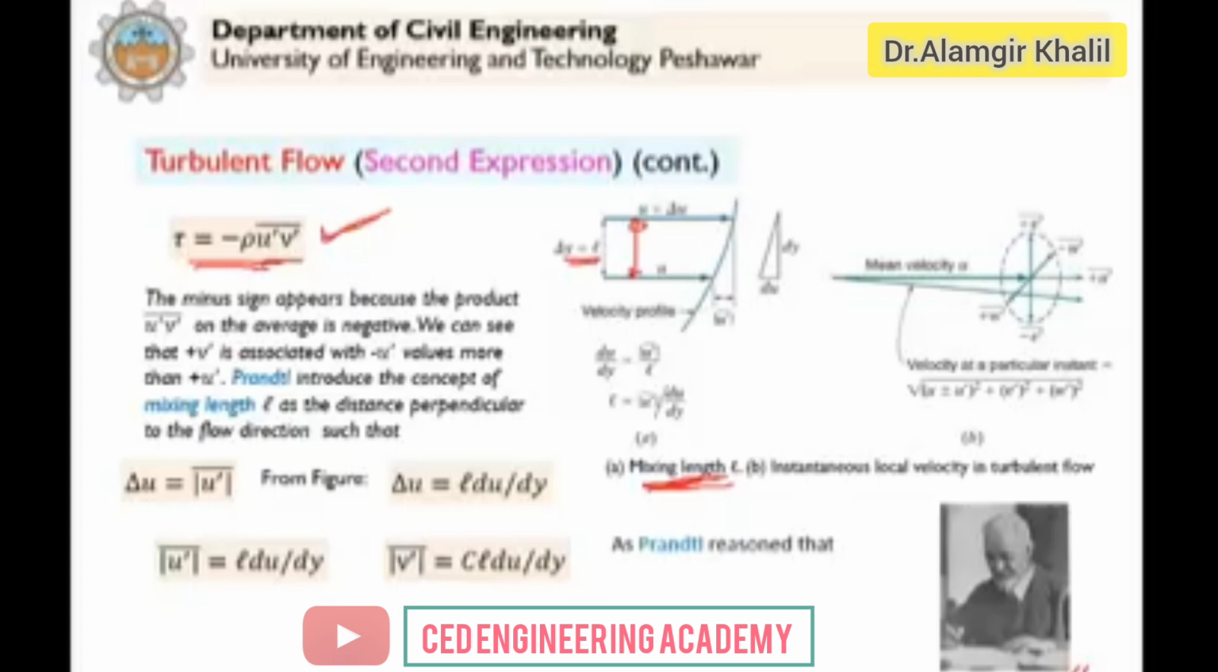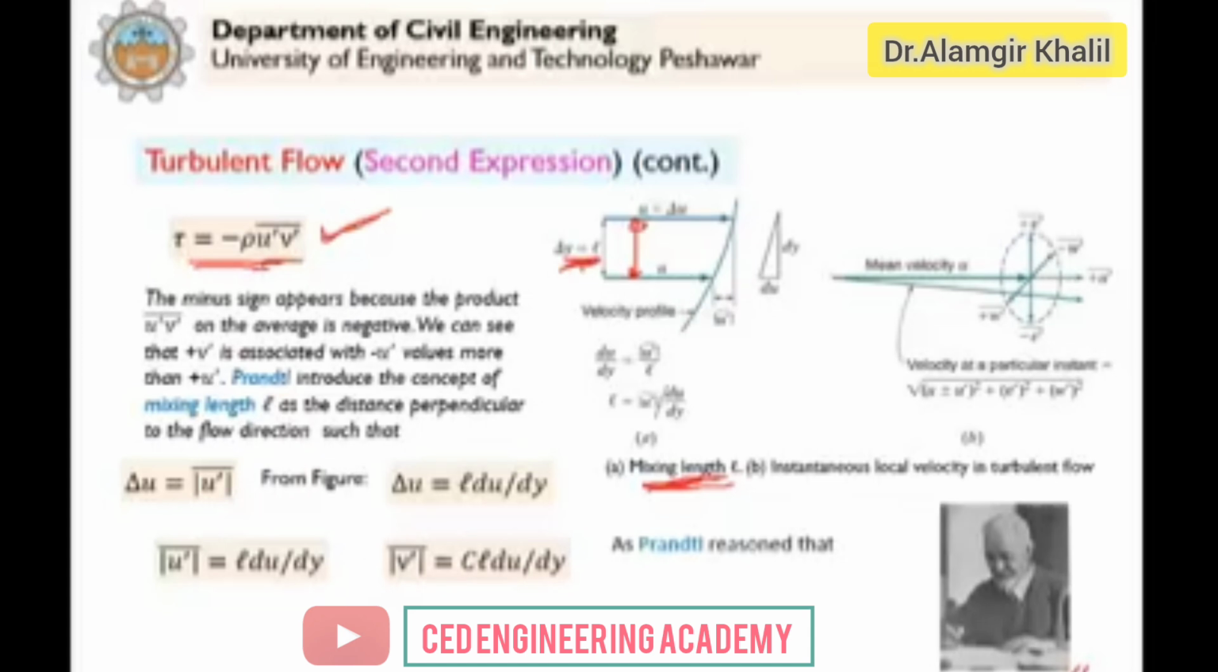Clear? Or another definition is that when a particle moves from this lower layer to a higher layer, it will move in such a distance L before it loses its initial velocity, because it moves to a higher velocity layer. Clear? So this is how we define the mixing length L.